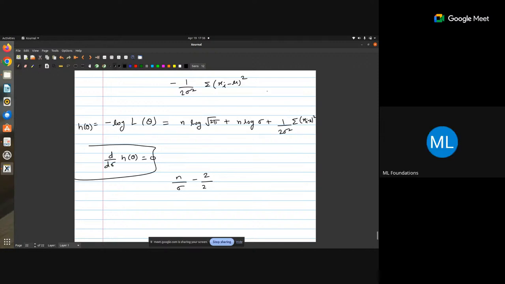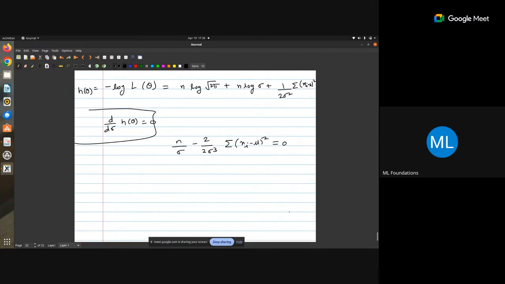One minute, I'll do that again. We take 1/2 sigma to the power minus 2, right? Basically, I have to differentiate this, so it is minus 2 sigma to the power minus 3. So this becomes minus 2 upon sigma cube. This term remains as it is, because xi minus mu to the whole square is a constant, and its derivative becomes 0. Now I can directly write this, correct?